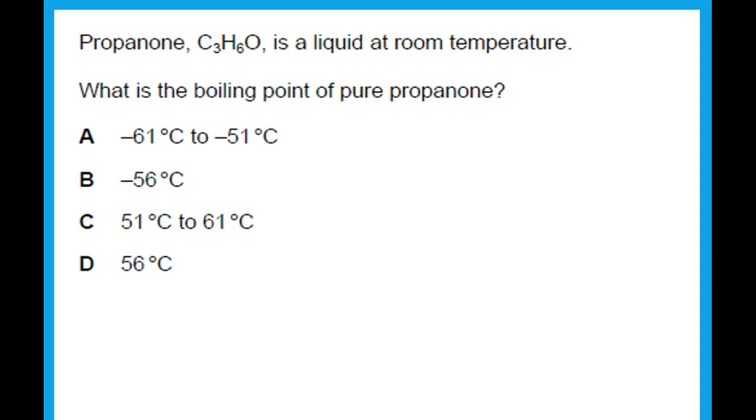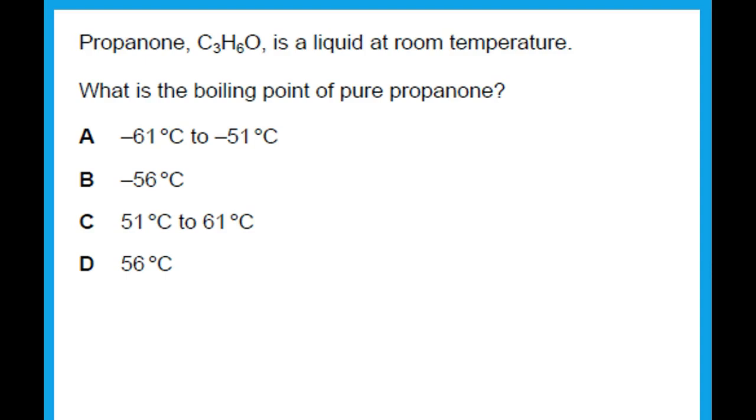Propanone is a liquid at room temperature. What is the boiling point of pure propanone? Please note that there are 2 points in this question. He's saying pure, and propanone, which is a liquid. He says propanone is a liquid and he wants the boiling point of the pure propanone.